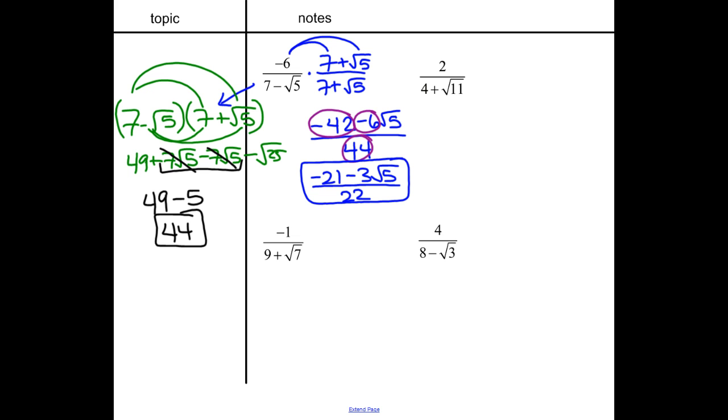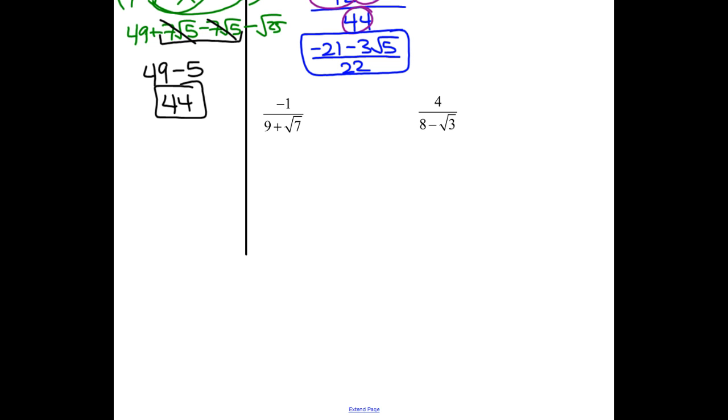All right, I'm going to show you guys another one, the bottom one here so I have room. And then I'm going to have you do the other two on the right on your own. So what do I need to do?